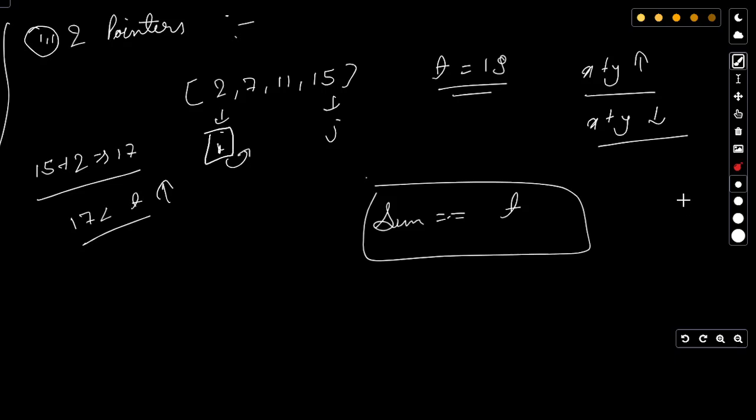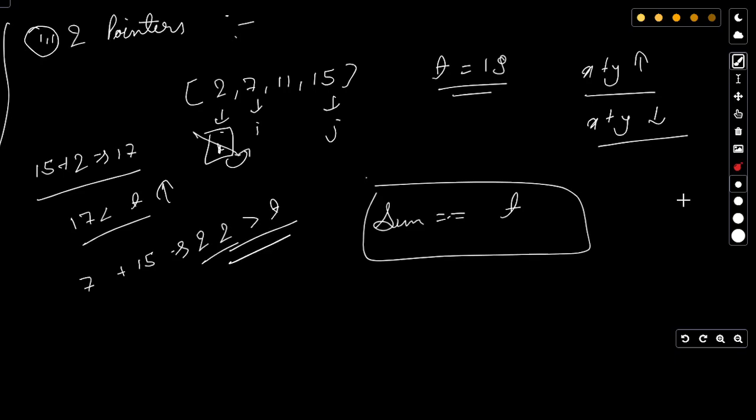We will increase our left pointer by one index, so that we can have a greater value. So if we increase our i pointer towards the right, what we will get is 7 plus 15. Now i is here, so 7 plus 15 is 22. So the sum right now is greater than our target.